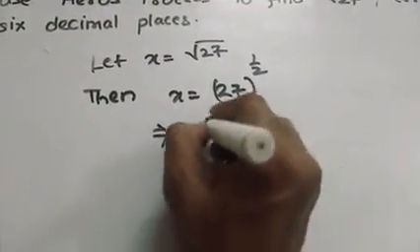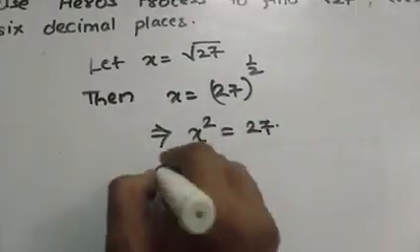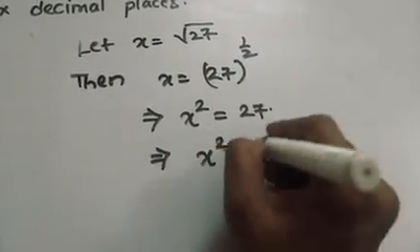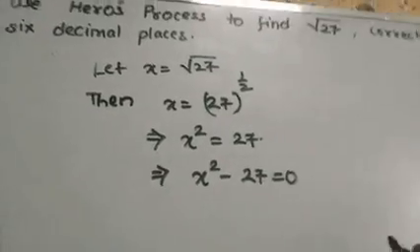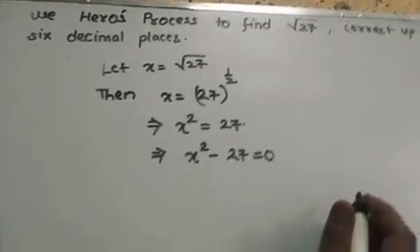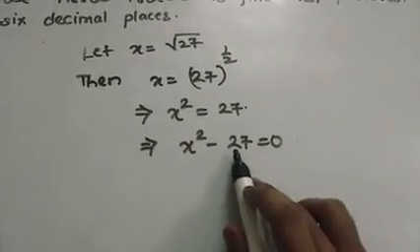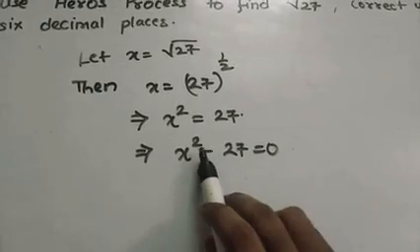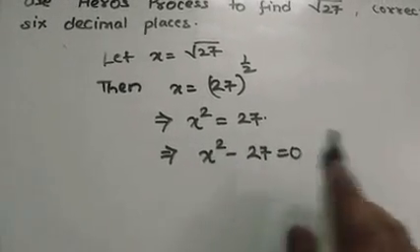Shifting the power to this side, x square equals 27. That is, x square minus 27 equals 0. This is the function equation. So what is the r here? r is 27. What is the q here? q is 2.